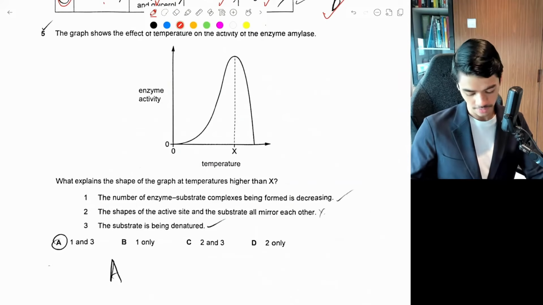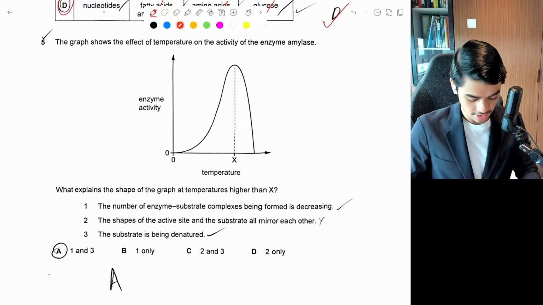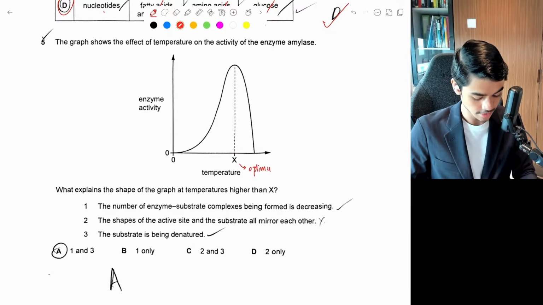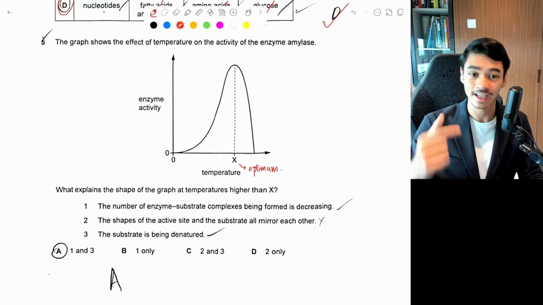Alright, question 5. We see an enzyme temperature graph. We see at X, which is the optimum temperature. And we notice that beyond the optimum temperature, as we expect, the rate goes down to 0 because the enzyme is denaturing.